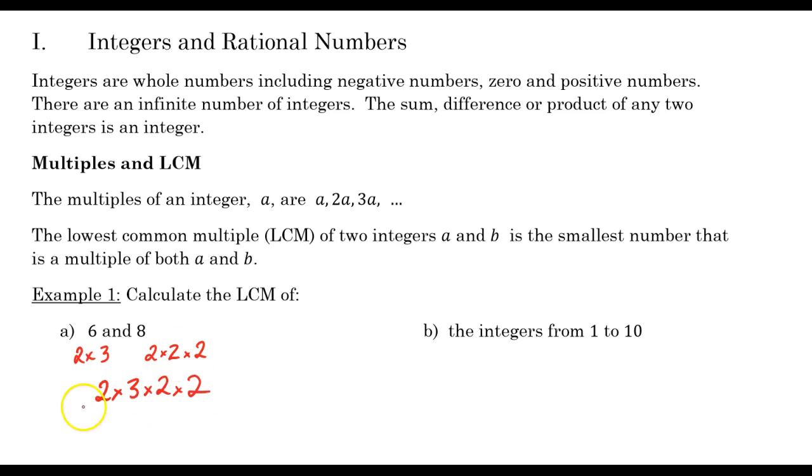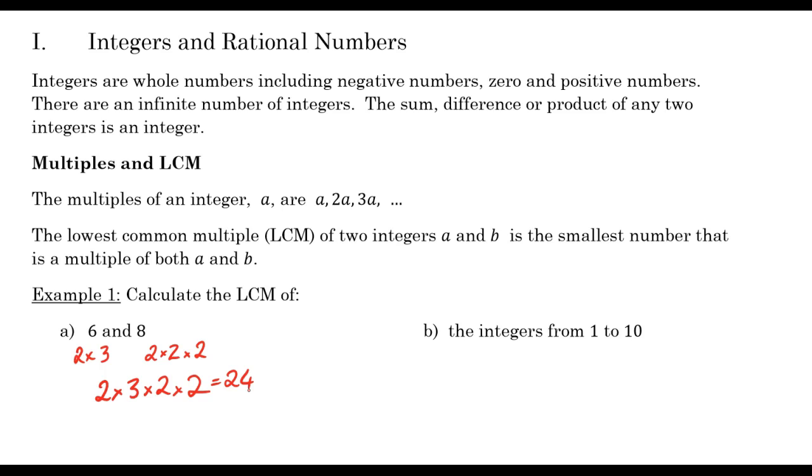Can you see here, this list of factors has the 2 and the 3 from the 6, and it has the three 2s from the 8. So that's my lowest common multiple, and if I work that out, I get 3 times 8, which is 24. If I just did 6 times 8 and got 48, yes, it's a common multiple. That will always be a common multiple, but it's not the lowest common multiple.